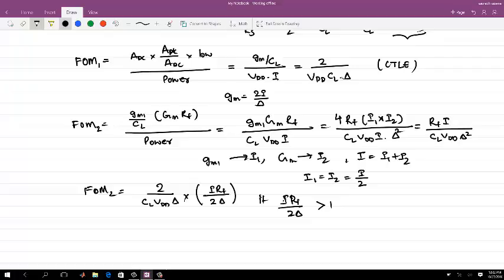If this is greater than 1, then your CTLE plus TIA will have a better figure of merit, as it is a more power optimized and bandwidth optimized design as compared to CTLE. Otherwise, you can spend the same amount of power in CTLE itself and you can get a simpler design.